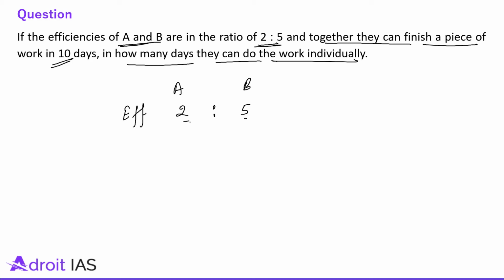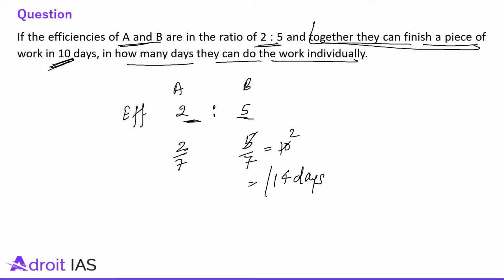So friend, just add these numbers. 5 plus 2 is 7. So B is doing 5 by 7 and A is doing 2 by 7. And if together they are finishing this work in 10 days, right? So in 10 days, this is 2, so this is 14 days, right?